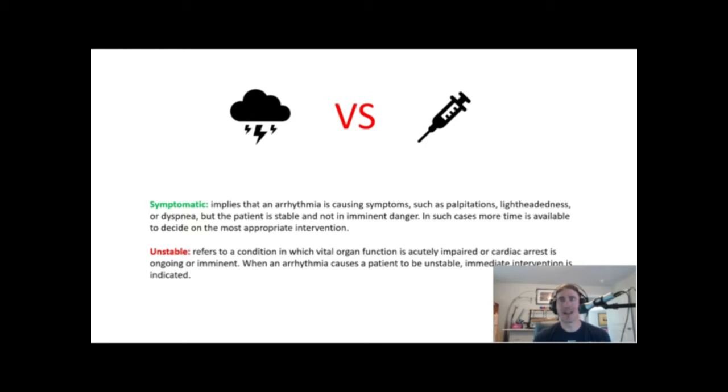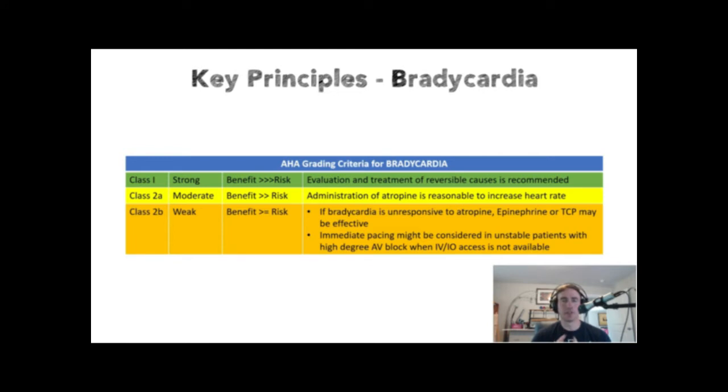Unstable is when the patient has symptoms of impaired organ function. So this could be a patient with pulmonary edema and cardiogenic shock. It could be a patient with chest pain. And the treatment for this is obviously electricity. This is either cardioversion, defibrillation, or transcutaneous pacing. Now let's go through each arrhythmia and let's look at the grading criteria.